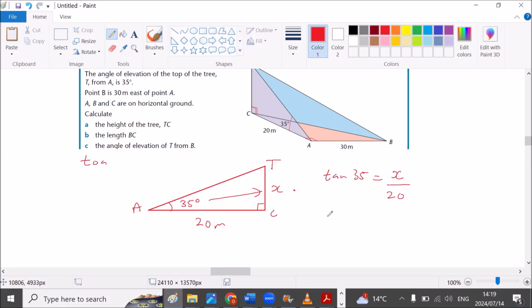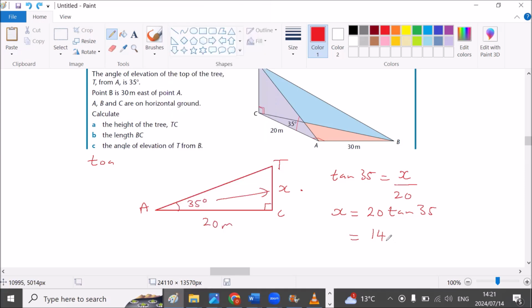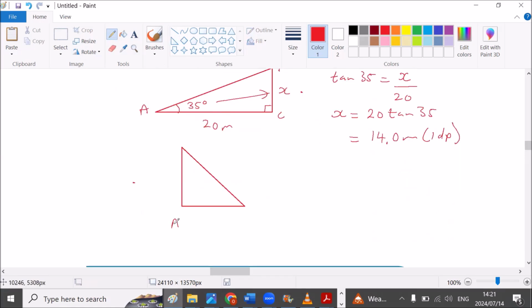So by making X subject of the formula, we'll have X is equal to 20 tan 35, which we can get from our calculator as 14.0 meters to 1 decimal place. The length of BC. Now, if we consider triangle ABC, since this is north and this is east, the angle between AB and AC is 90 degrees.